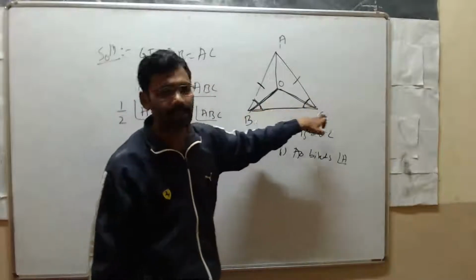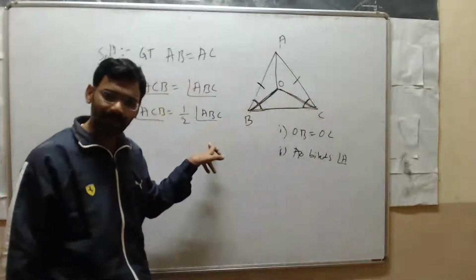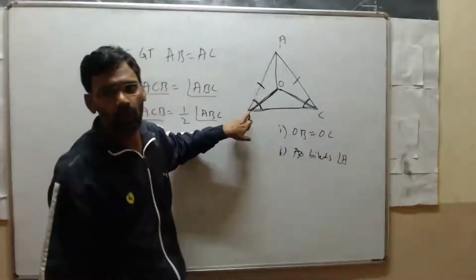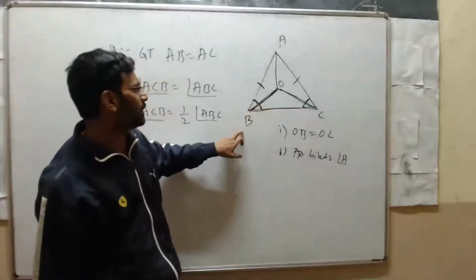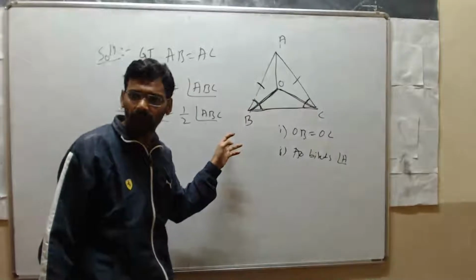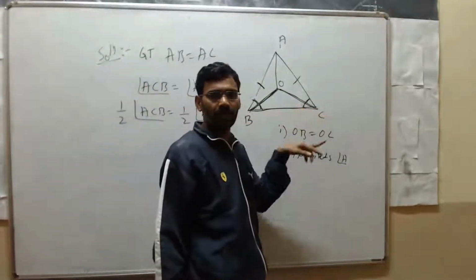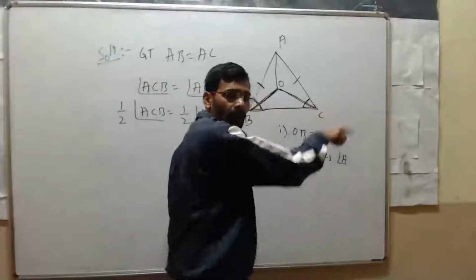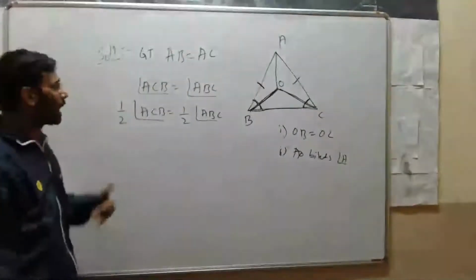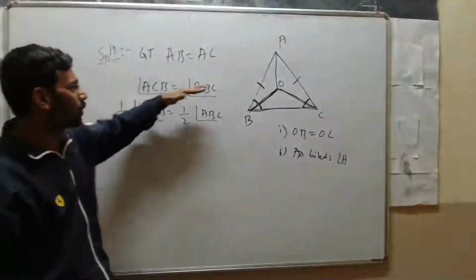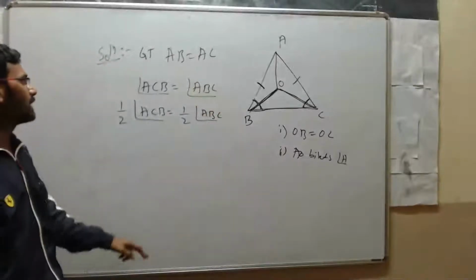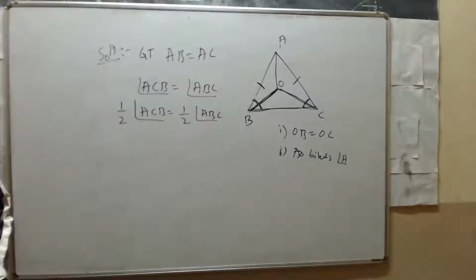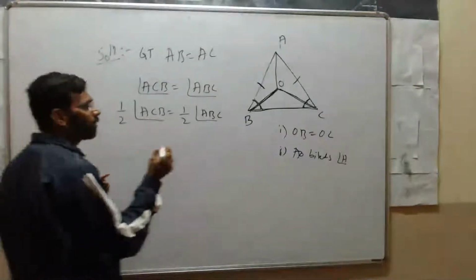This is 60, this is 60. What is the half of 60? 30. Suppose we take both as 80 degrees. Half of 80 is 40. If angle B and angle C are both 80 degrees, half of 80 is 40, and this half is also 40. Therefore 40 equals 40. It means half of angle ACB equals half of angle ABC, which is half of angle OBC. Then what will happen? What is the half of angle ACB?